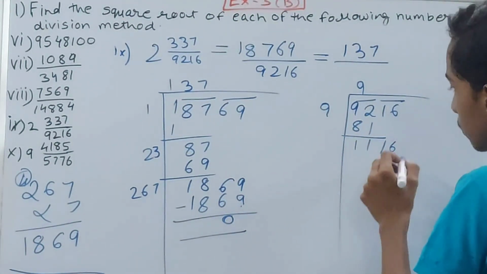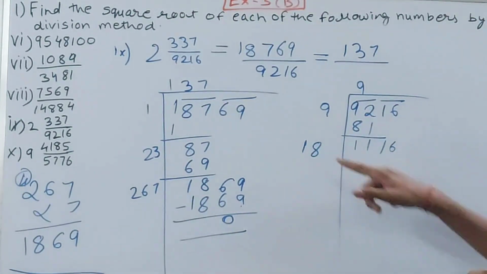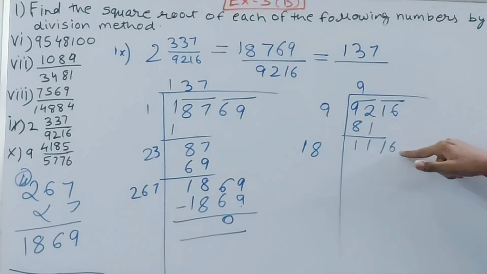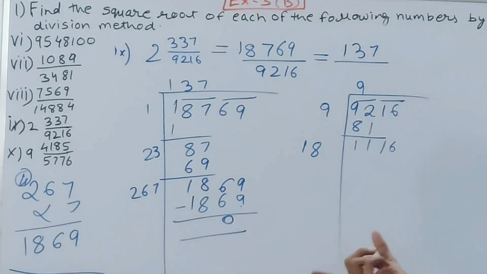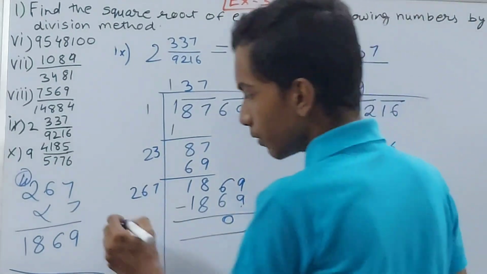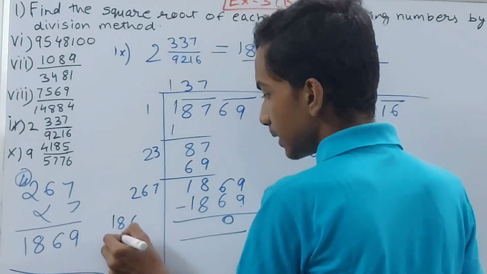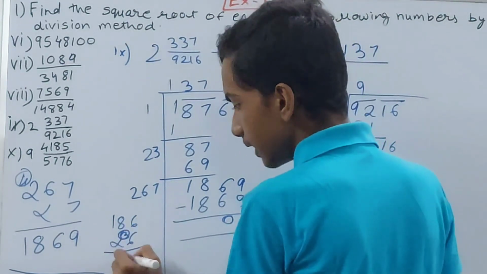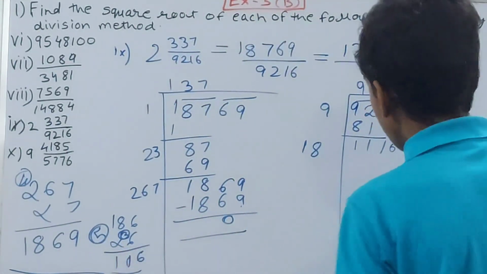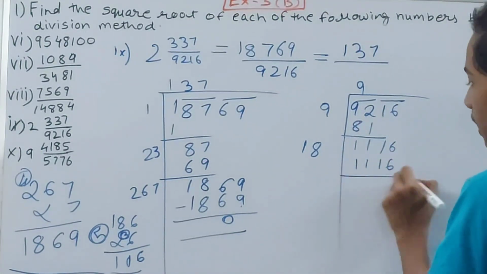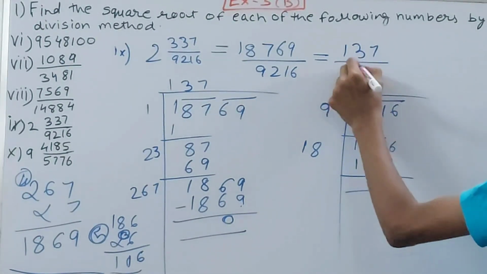Now 1116, and 9 into 2 is 18 here. Now see, 18 and 1116. So by what number can this go? 6 is there in the end, so I think most probably it will be 6 only, because square of 6 is 36. But let us check and verify. 6 and 3, 18, 6 becomes 48 and 3, 51 and 5. 6 into 5 is 30 and 5, 35, 1116. 1116 becomes 0. And how many times does this go? 6 times. So you have 137 upon 96.